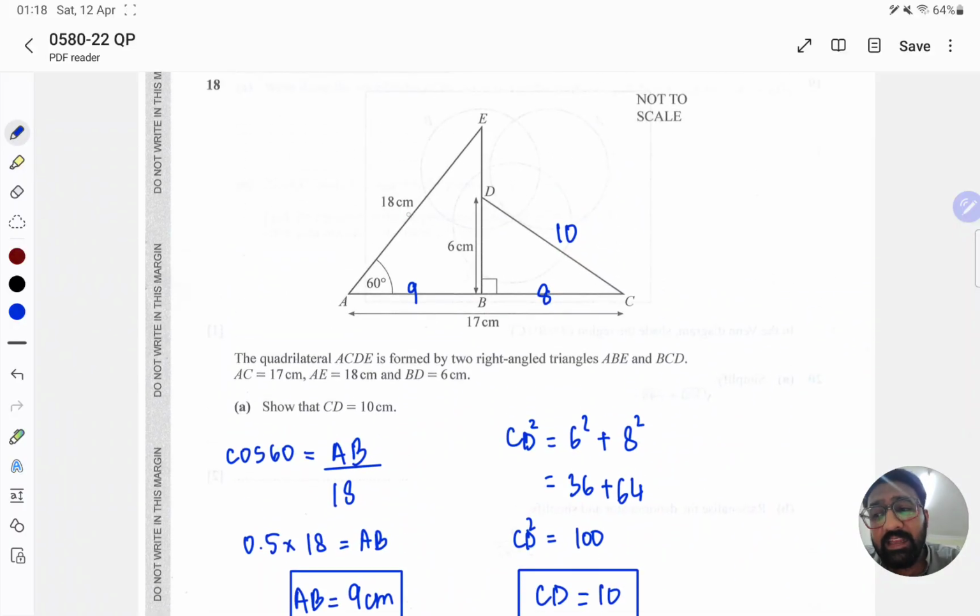One side, 18, you are already aware of. 17, again you are aware of. The third side, CD, 10, we just found out. There is just one portion which is unknown to us, and that is this star, ED, that we need to find out. So how can we find out ED?